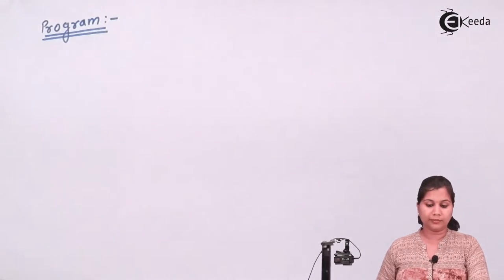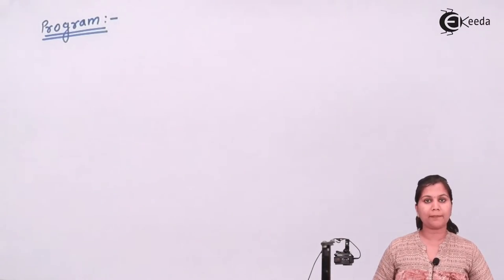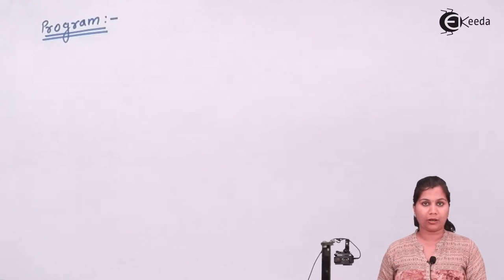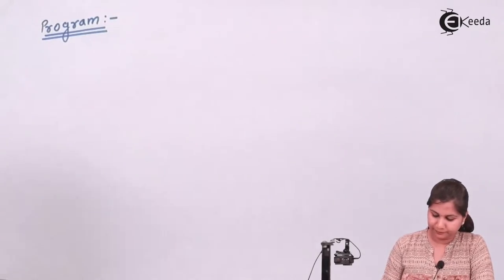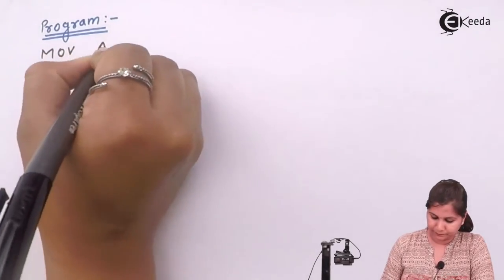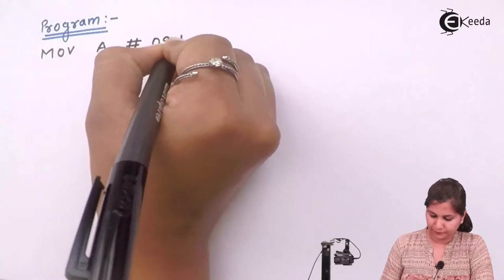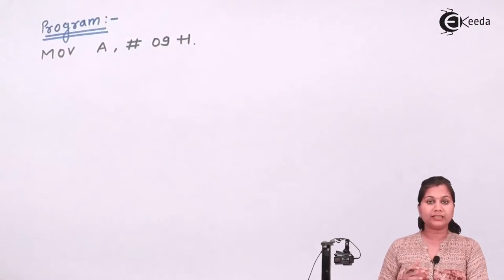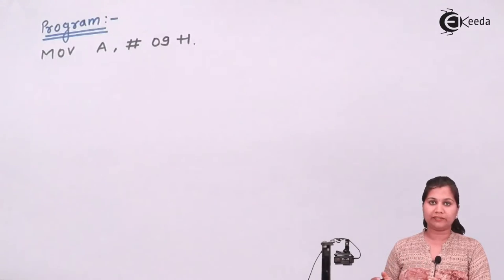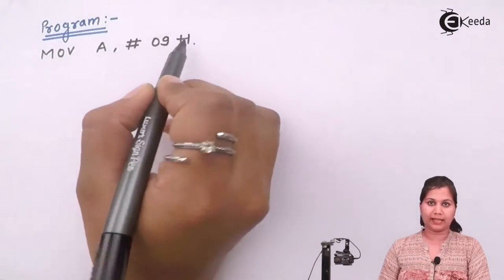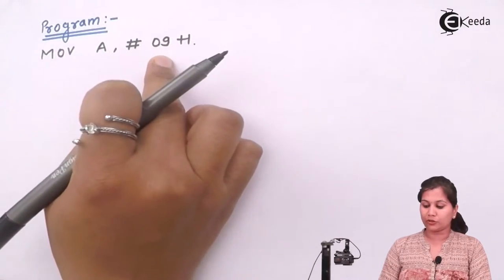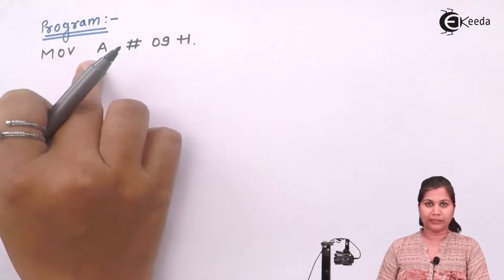Now in the flowchart, our first step is to initialize the count and the counter by the 8 bits. So first step will be, we have to get the number, because when the number is given to us, then only we can check its parity. So we are letting that the number is 9. Okay, 09. So this number is shifted into the accumulator.